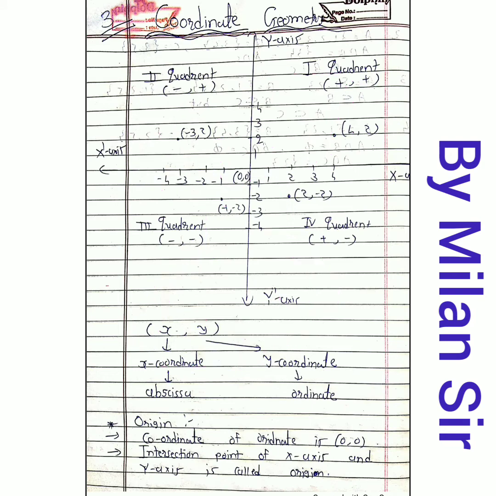If I say 5 2, both signs are plus plus, so we can say that this point lies in the first quadrant, because plus plus is the sign of the first quadrant, right? So directly we can say which quadrant a point lies in from the signs. The sign of the first quadrant is plus plus, of the second quadrant minus plus, of the third quadrant minus minus, and of the fourth quadrant plus minus.